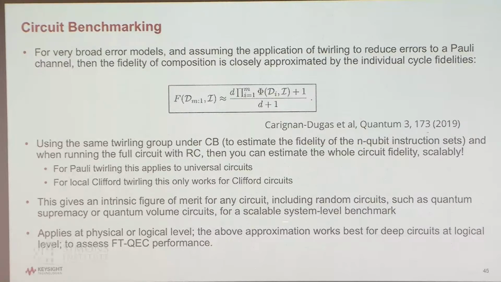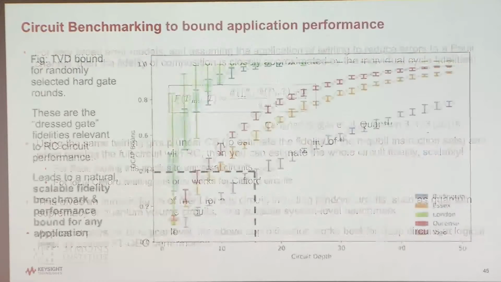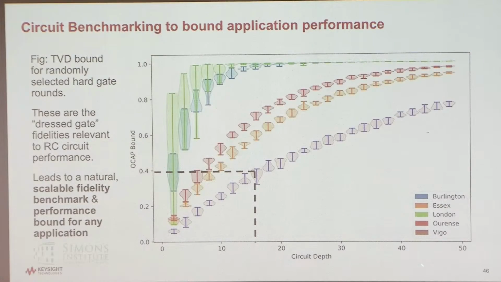Five minutes. But what's interesting to me also is that this can define a very nice system level benchmark that we can use to assess performance as we scale up systems and compare them. So here's an illustration of the idea. This is data taken, I think in 2020, again unpublished, on the IBM systems.